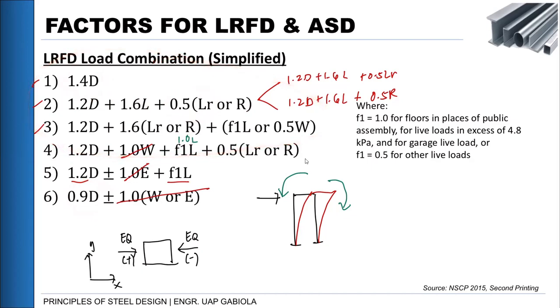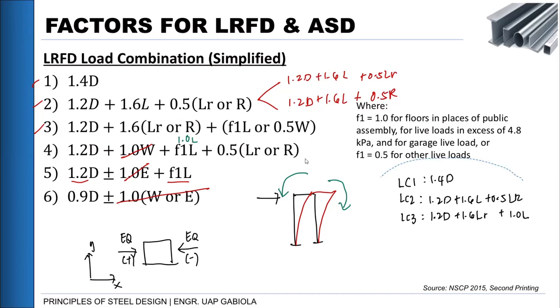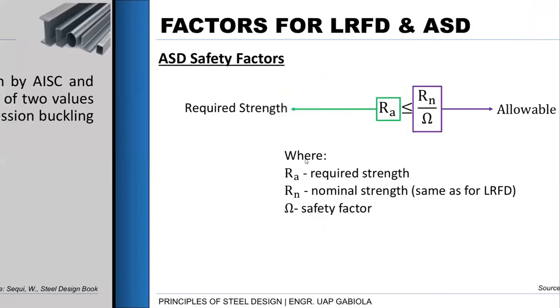Okay? So, we have to write that one. So, dito ko muna isulat. So, load combo 1 natin is 1.4 dead load. Load combo number 2 is 1.2 dead load plus 1.6 live load plus 0.5 LR. And then, load combo number 3 natin is 1.2 dead load plus 1.6 LR plus yung F1 natin will take 1.0 live load. So, itong tatlong load combo na to, ito yung gagamitin natin for letter A dun sa problem natin. Okay? So, let's proceed dun sa problem natin.